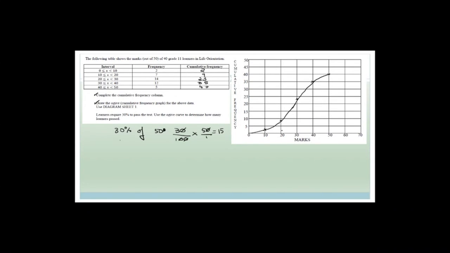So if I look at this, there is 10, there is 20. If I go up here at about 15, do you see that 5 people have got less than 15? It looks like 5 people have got less than 15, which means that the rest of the learners would have passed.